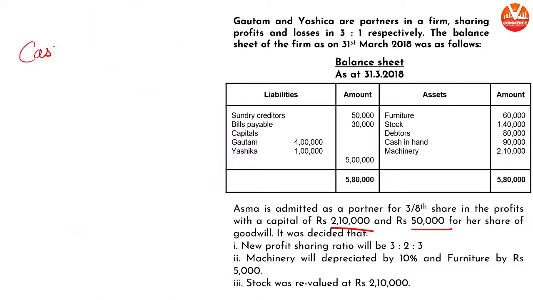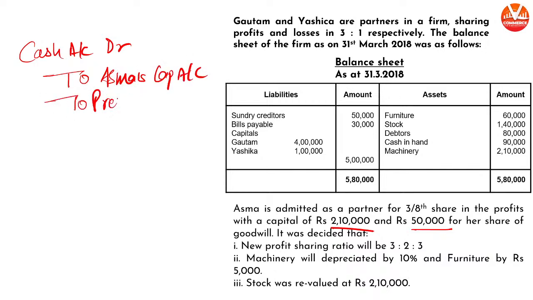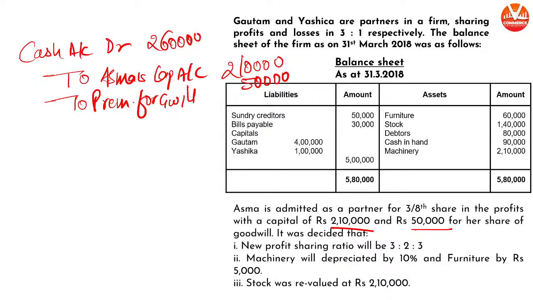The entry will be cash account debit to Asma's capital account and to premium for goodwill. So how much capital is she bringing? 2,10,000. And how much for goodwill? 50,000. So total cash brought by her is 2,60,000.